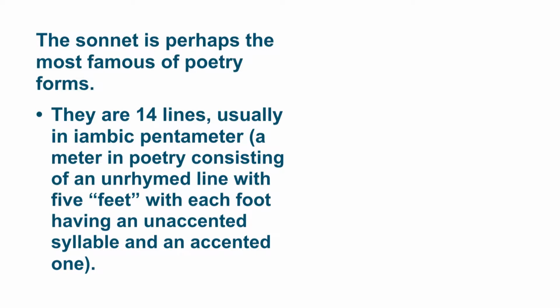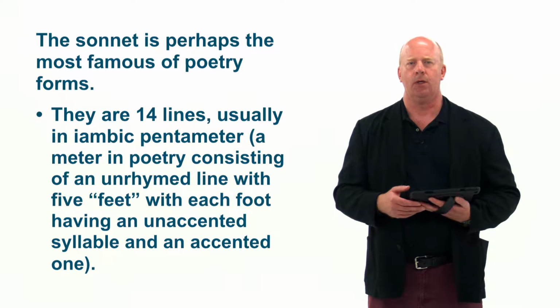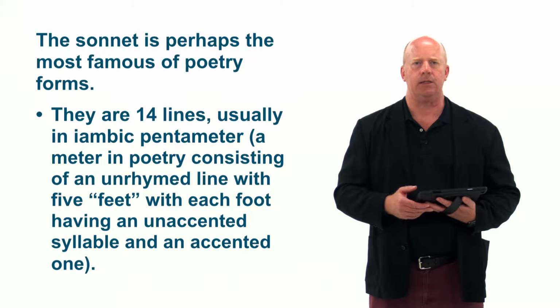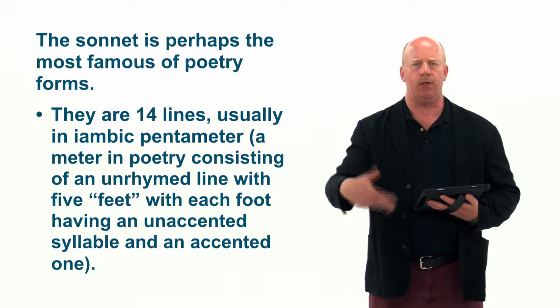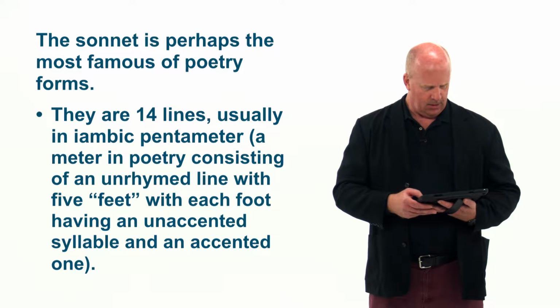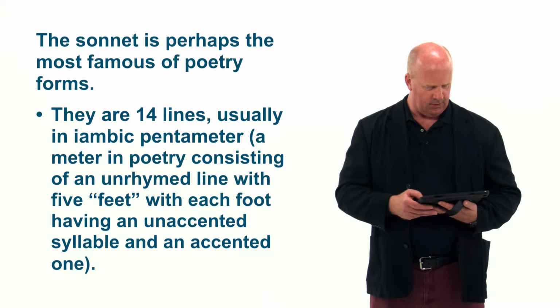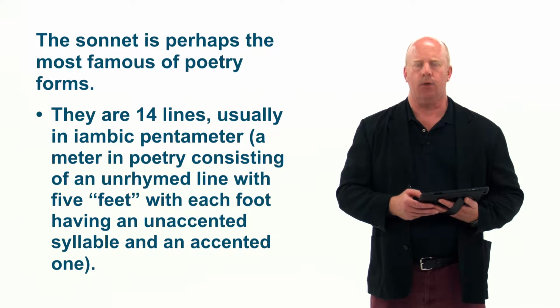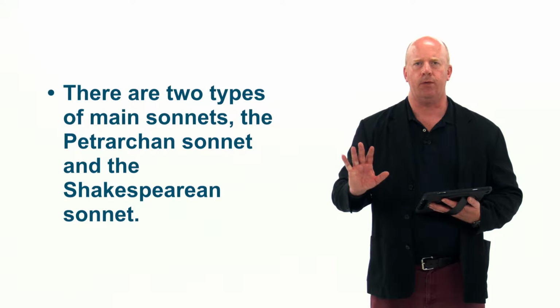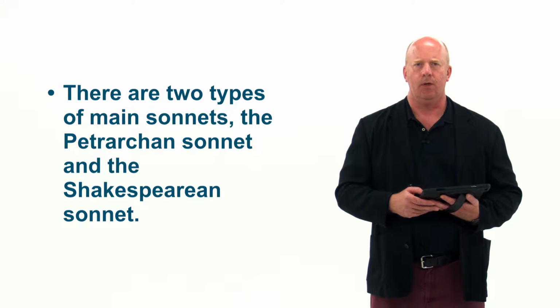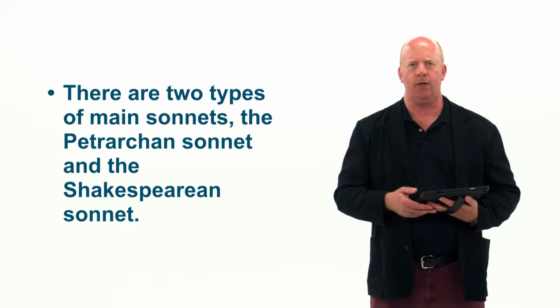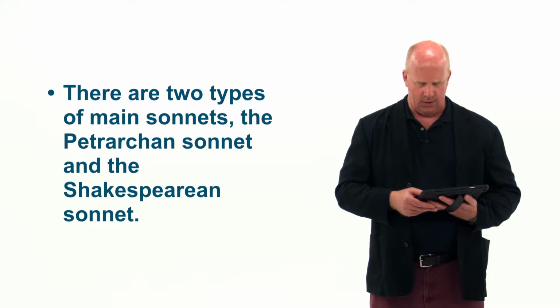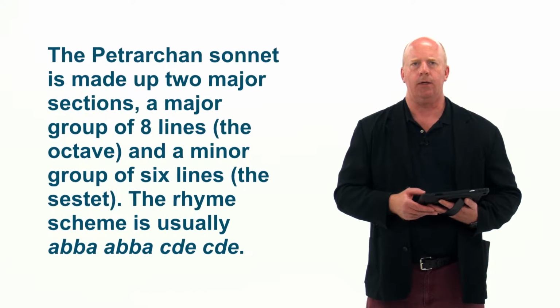A sonnet, we've seen some people that write in the sonnet form. These are 14 lines. It's got a particular format here. Iambic pentameter is a meter in poetry consisting of an unrhymed line with 5 feet, each foot having an unaccented syllable and an accented one. With those in particular, there's 2 types of main sonnets, which you may not have to know for the exam, but these are laid out here.